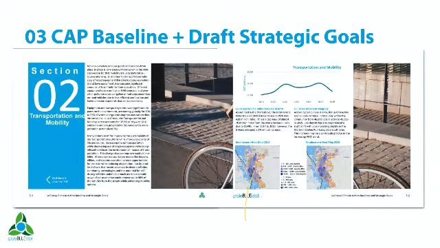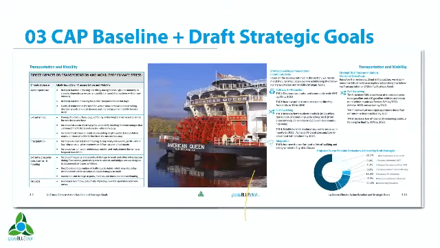Then for each section, each sector, again, we have some overview text, a little bit of detailed information, a review of some of the impacts related to climate change and the vulnerabilities, and then a starter point here for potential strategic goals. So strategic goals related to, where appropriate, reduction or fuel switching or adaptation goals.